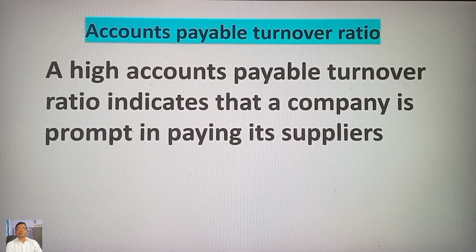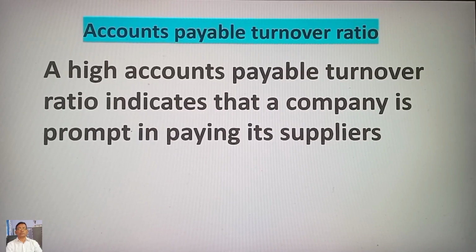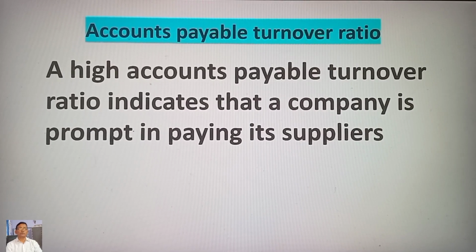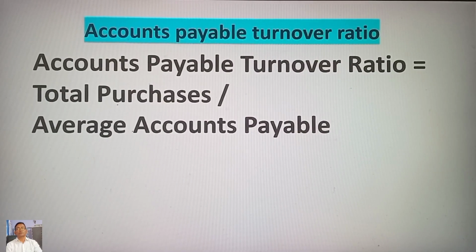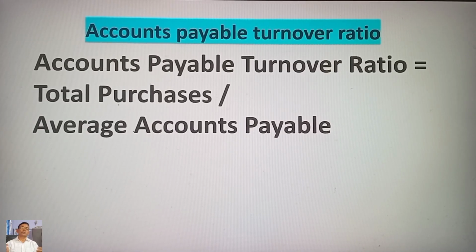year is 365 days. The formula for calculating accounts payable turnover ratio is: accounts payable turnover ratio is equal to total purchases divided by average accounts payable.